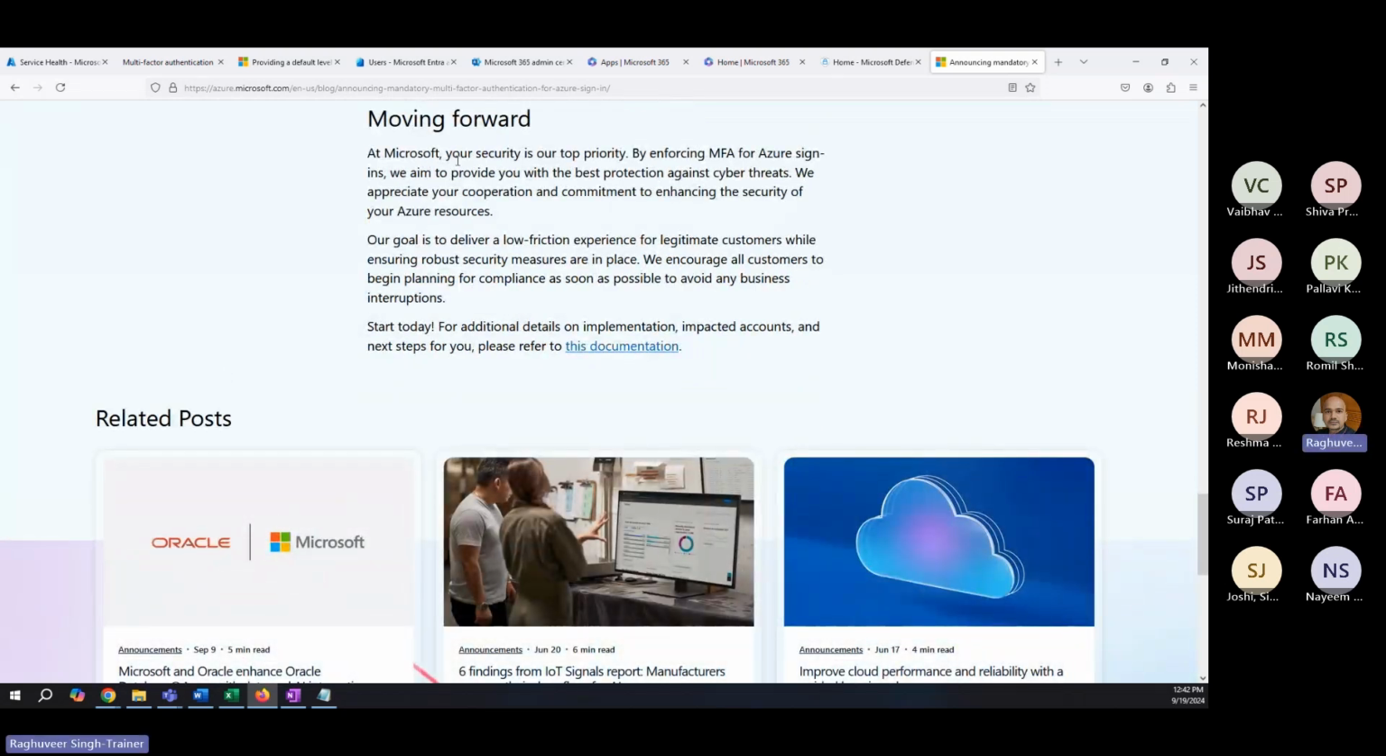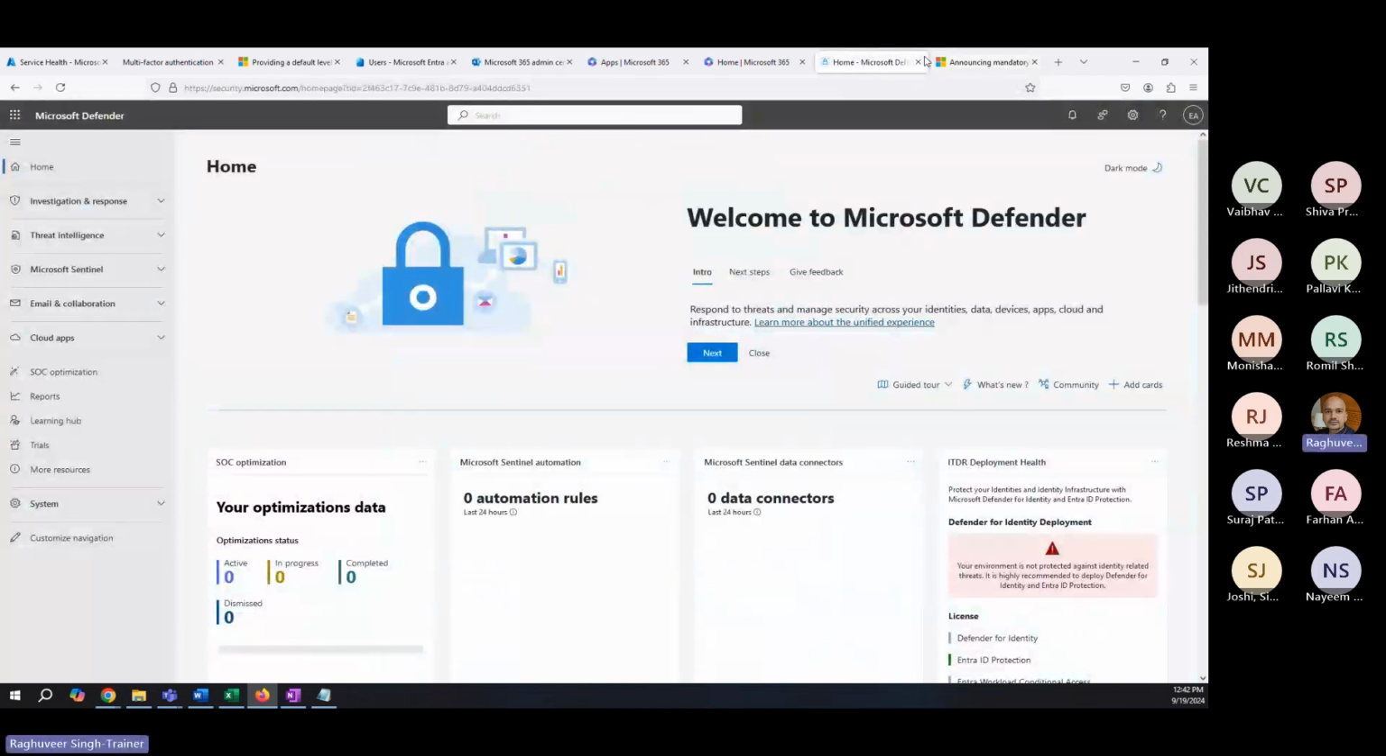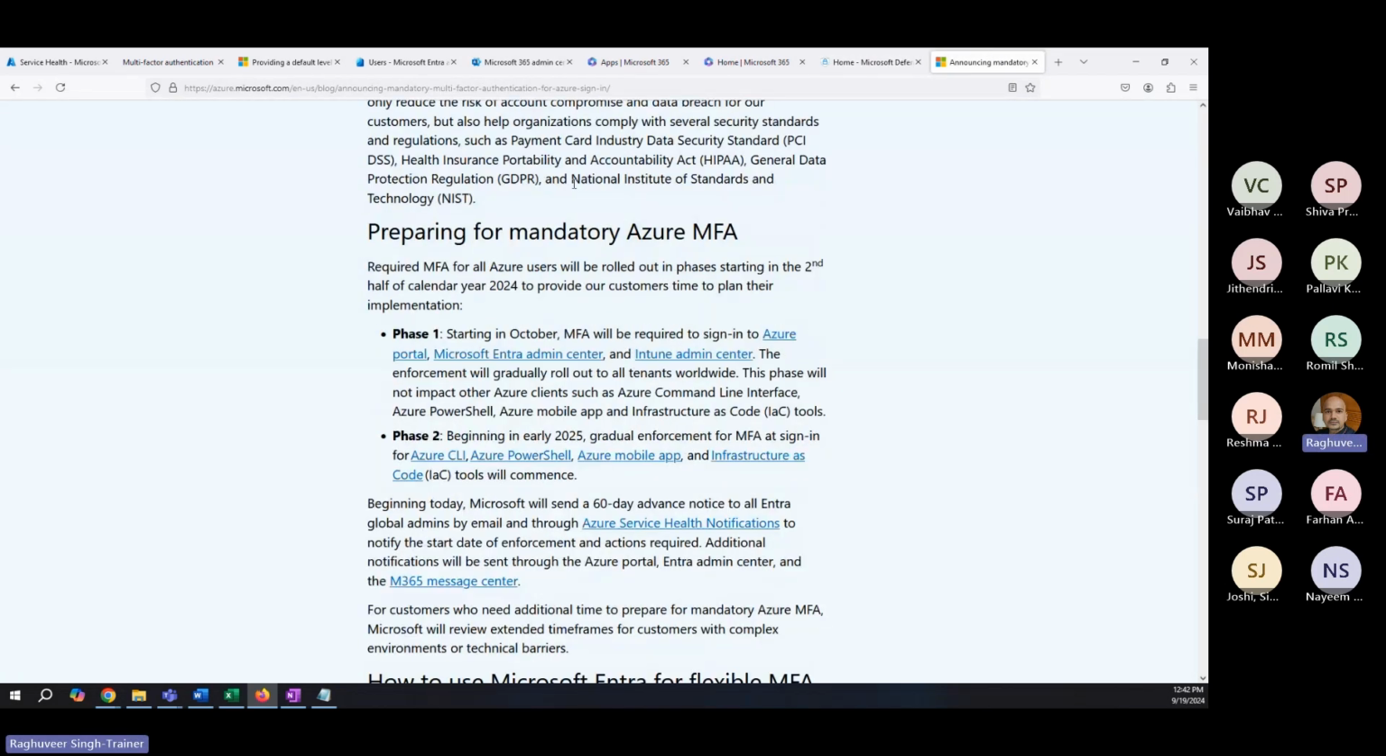It says security is our top priority. By enforcing MFA for Azure sign-ins, we aim to provide you with the best protection against cyber threats. We appreciate your cooperation and commitment to enhancing the security. So they are making it mandatory, actually. Some customers don't do it. What customers do, they intentionally disable security defaults.